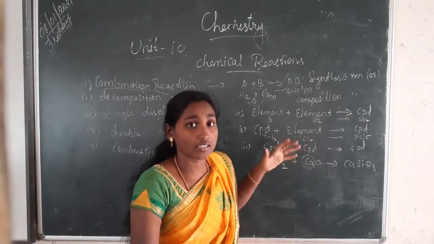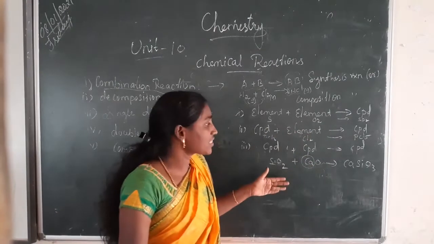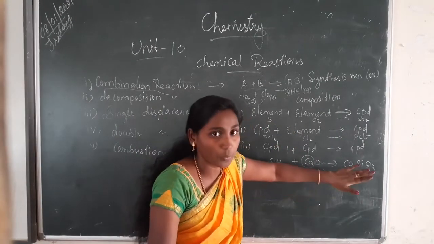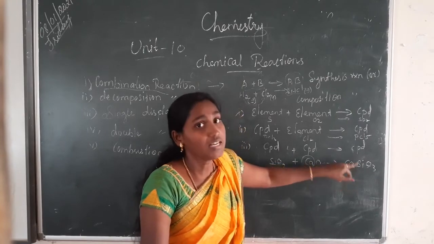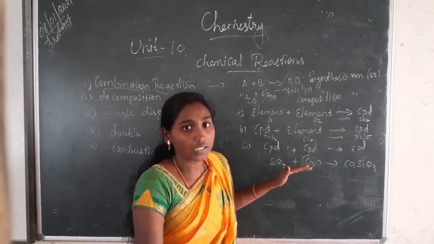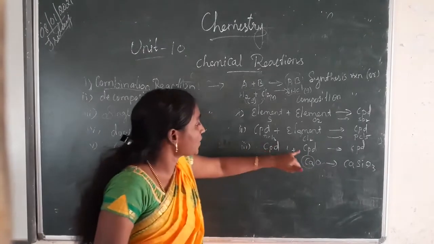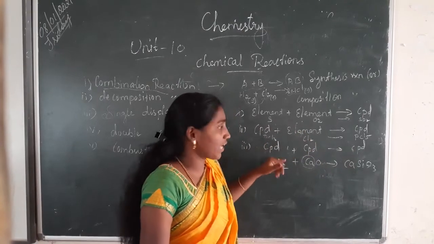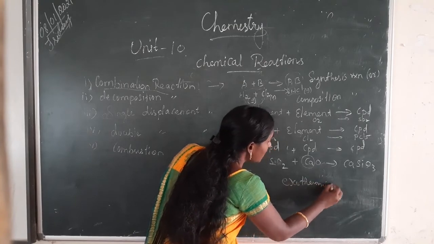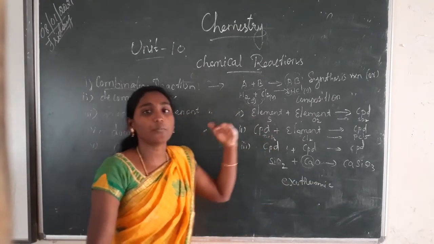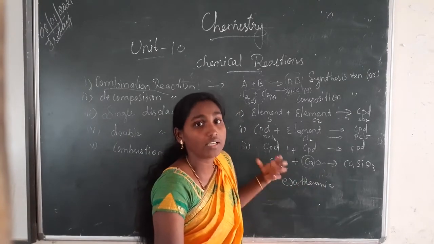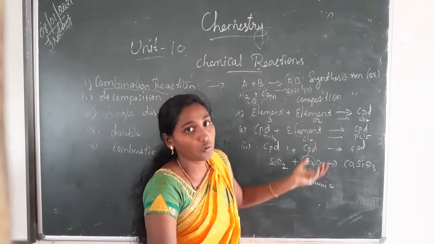This compound plus compound reaction is an exothermic reaction. Why is it called exothermic? It releases a lot of energy due to the formation of bonds, so it is called an exothermic reaction. Have you understood? This is one more question: compound plus compound gives compound, which type of reaction is this? Exothermic or endothermic? Exothermic. Why is it exothermic? Because it releases a huge amount of energy.